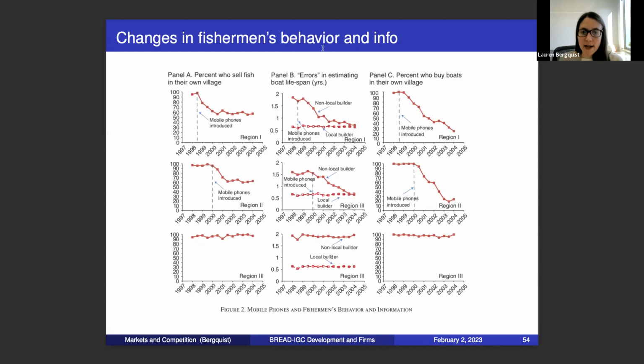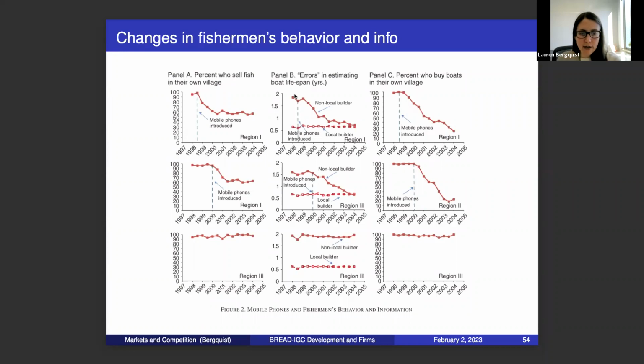So panel B is looking at that error in estimating the quality of boats, in particular, the boat lifespan in years. Okay? So they have these objective measures of boat quality. They also ask fishermen to estimate, and they take the absolute value of the difference as the error. So again, let's go to region 3 first, which is basically the control. We see on average the errors for the non-local builders are much higher. So people have worse information about non-local builders than they do about their local guy. And that persists throughout this entire time period in the control group.